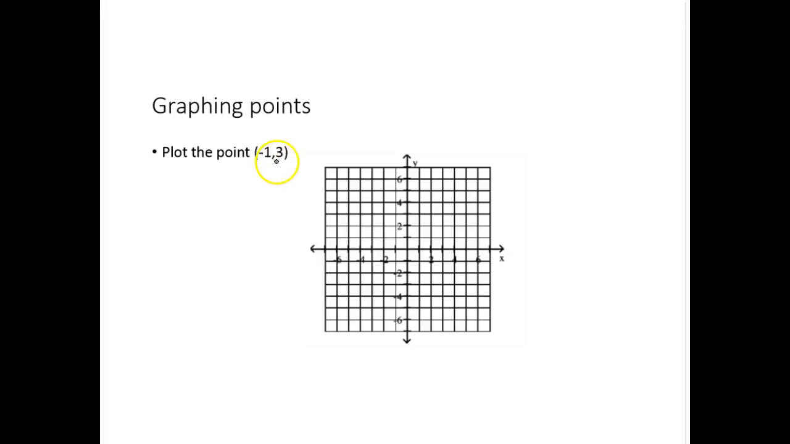My y value is second. If it's negative, I go down. If it's positive, I go up. So the point negative 1, 3. Here's my origin, so I go to the left 1 and up 3, and that'll be the point right there. So there is the point, negative 1, 3.